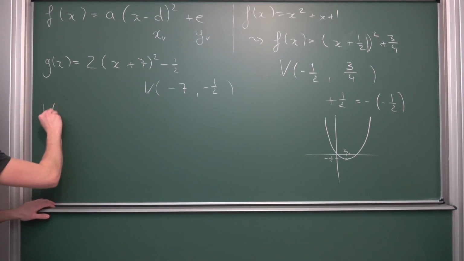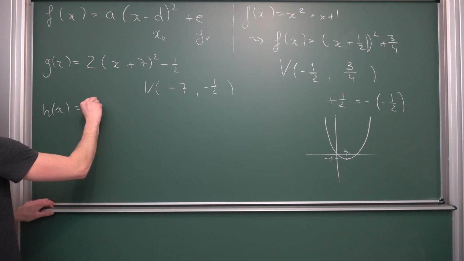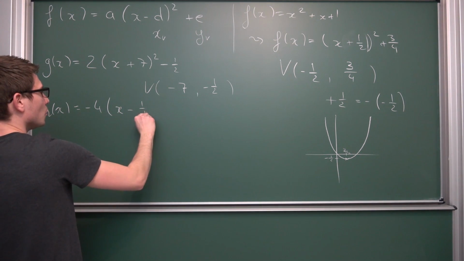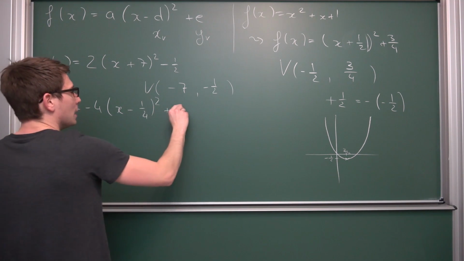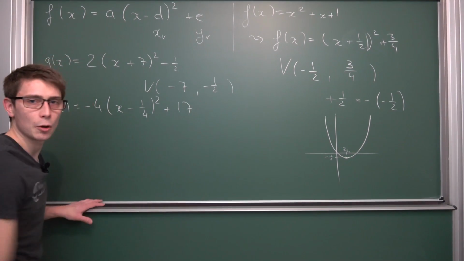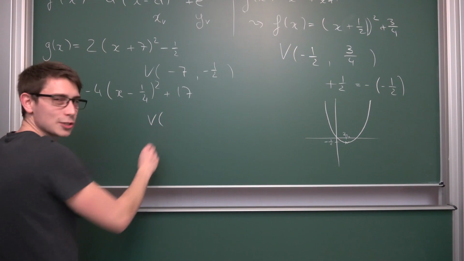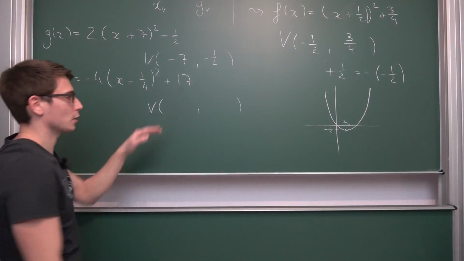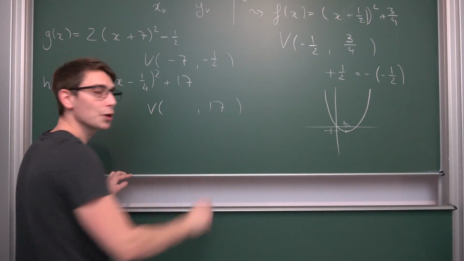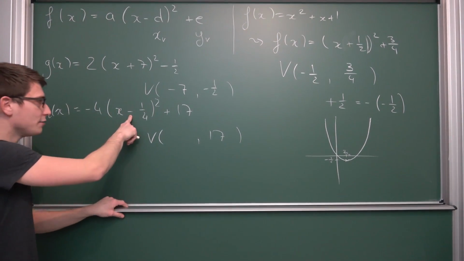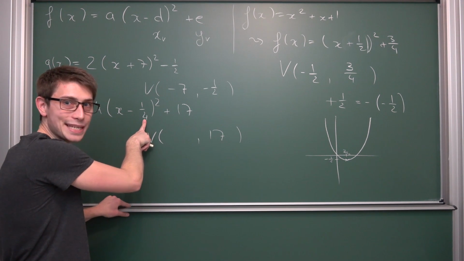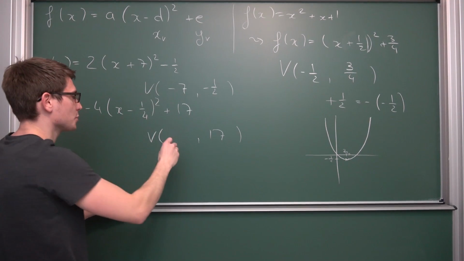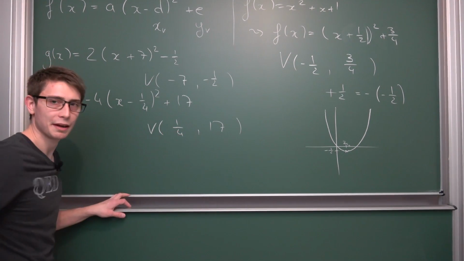Now what about this other example, h of x is equal to, let's say, negative 4, and then we're going to have x minus 1/4 squared plus 17. Okay, where's our vertex now? Okay, so 17 is just our y-coordinate. This is really easy to read off. Now what about the x-coordinate? Okay, so we have a negative sign in front of our d, basically, meaning we need to take the inverse sign. Negative becomes positive, so positive 1/4, and hence we are done.